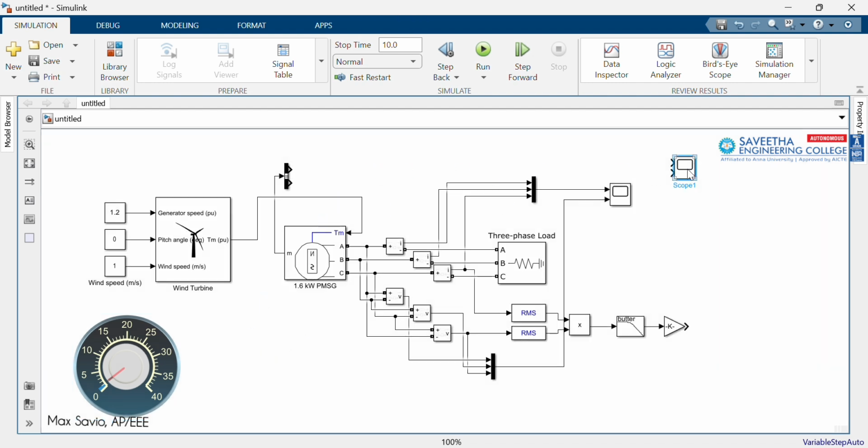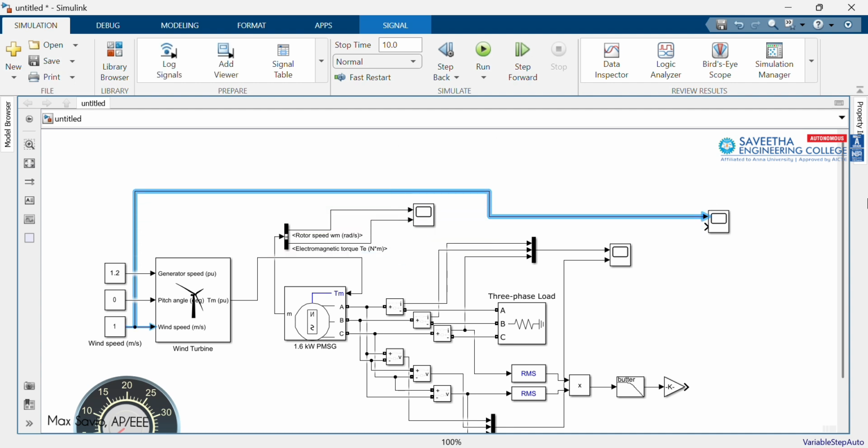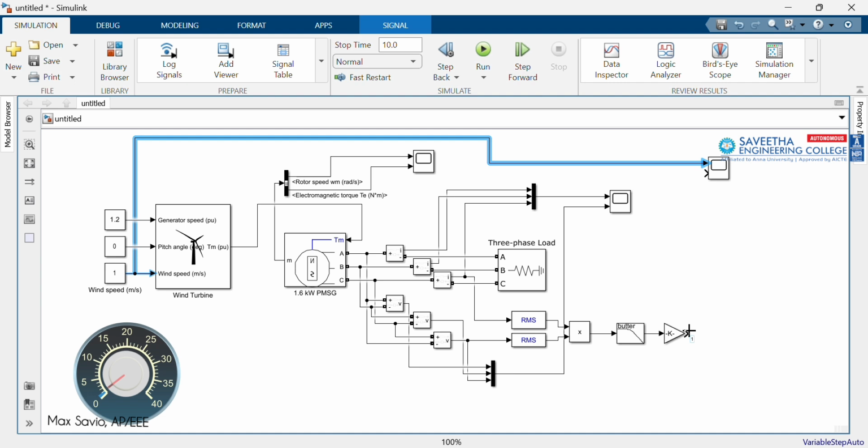Okay, now I also want the electromagnetic torque and the rotor speed to be measured. So I put it here. Now, once the power is calculated, I need to compare the power versus wind speed. So what I do is I will take the wind speed to study this. I need a wind speed curve to be also seen, followed by the power output that also is required. So I'll take it from here.